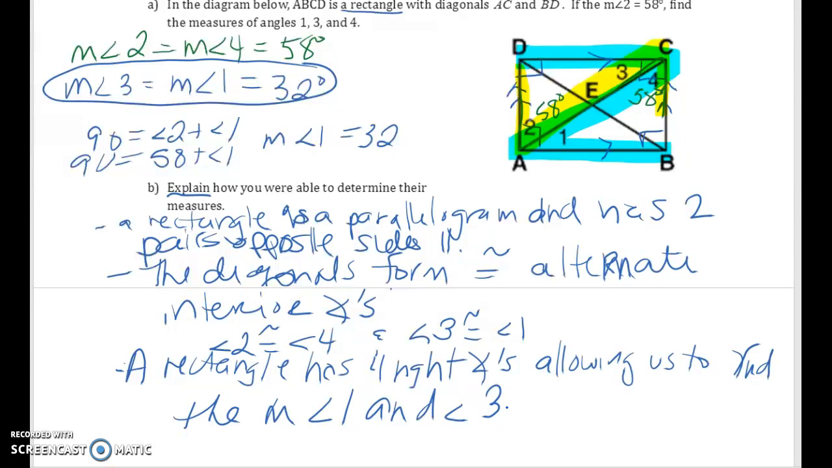Right, so we said a rectangle is a parallelogram and has two pairs of opposite sides parallel. The diagonals form congruent alternate interior angles. So we know that angle 2 is congruent to angle 4 and angle 3 is congruent to angle 1, and a rectangle has 4 right angles, which allows us to find the measure of angle 1 and 3, because we are given angle 2, and we will then know angle 4.